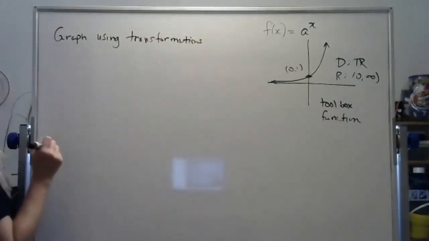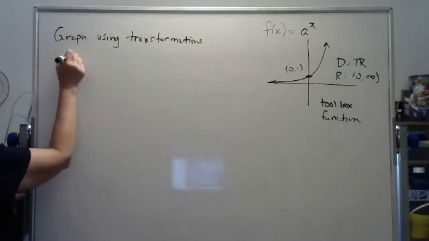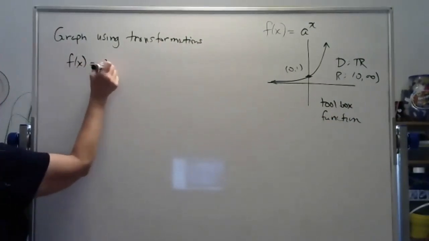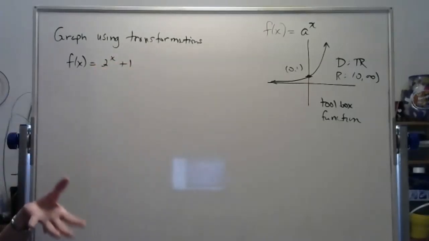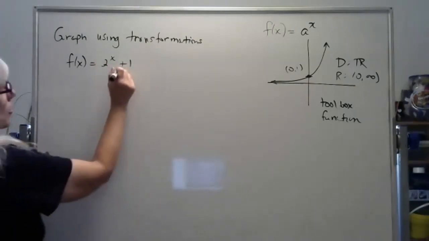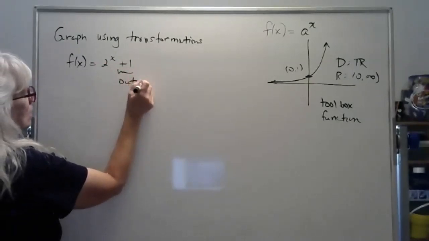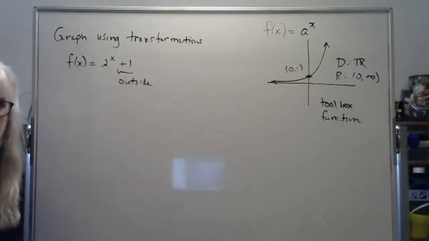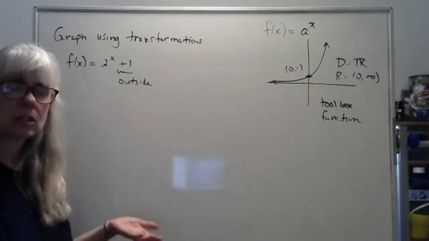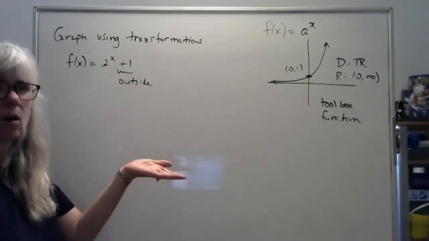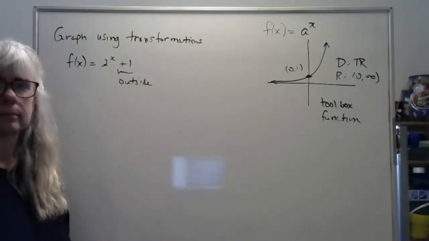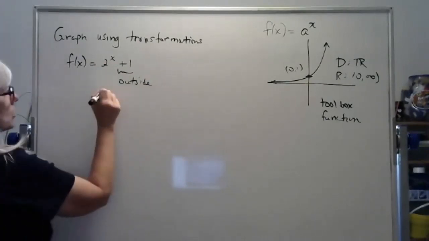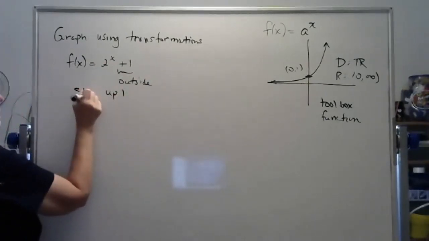So we're going to graph using transformations, and the first one we're going to do is f of x equals 2 to the x plus 1. Notice the plus 1 is written outside of the exponent, and that's how we know it's outside. This goes back into chapter 3, which has been a while now. When you have a change that's outside, that takes the whole graph and shifts it how? Does anybody remember? Up 1 on the y-axis. Yep. Beautiful. We're going to shift up 1. Exactly what we're going to do.